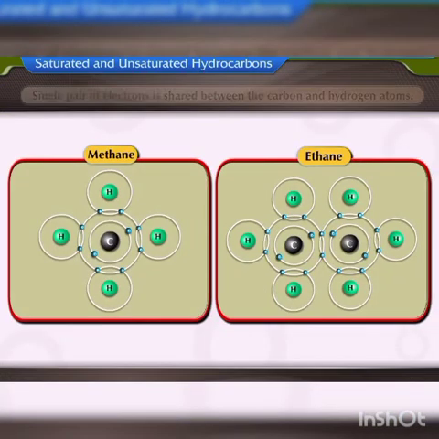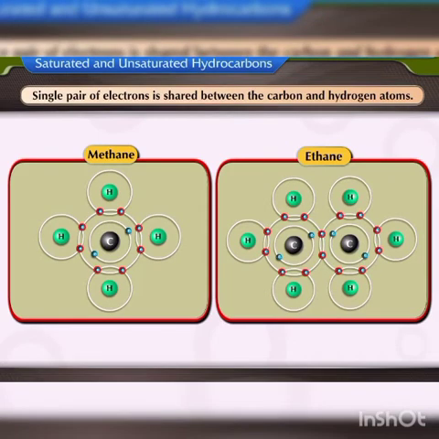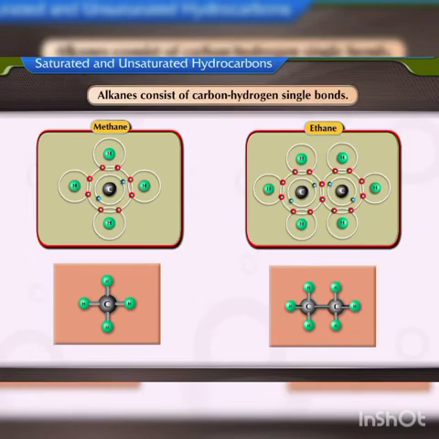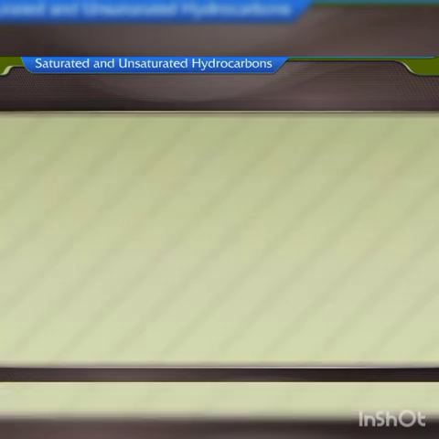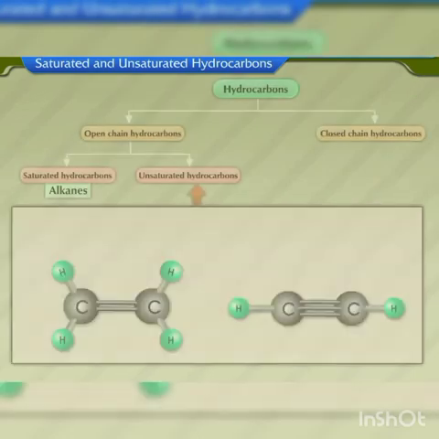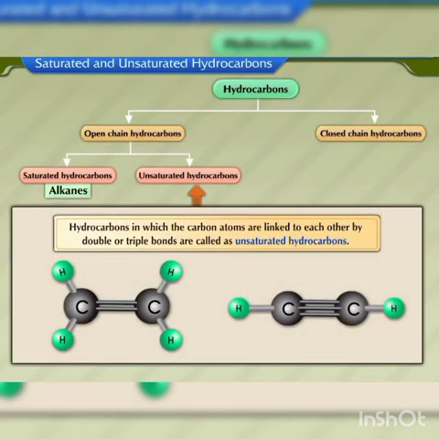Since only a single pair of electrons is shared between the carbon and hydrogen atoms, alkanes consist of carbon-hydrogen single bonds. Hydrocarbons in which the carbon atoms are linked to each other by double or triple bonds are called unsaturated hydrocarbons. Hydrocarbons with carbon-carbon double bonds are called alkenes.